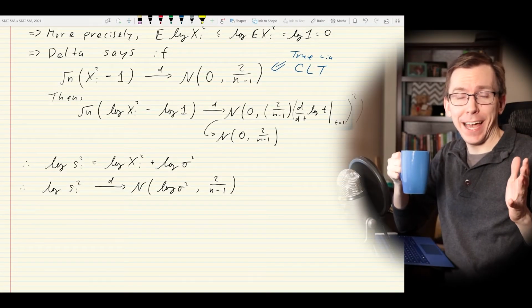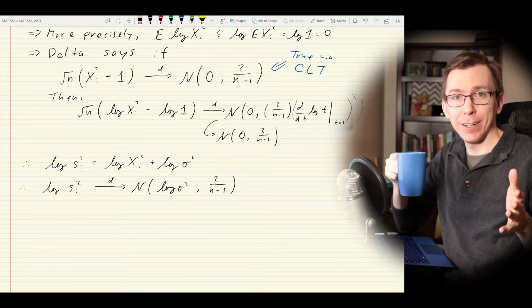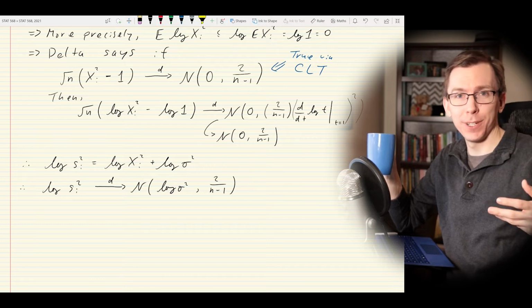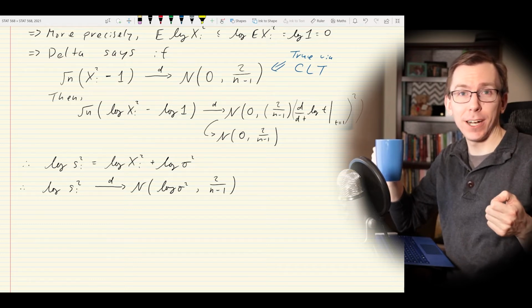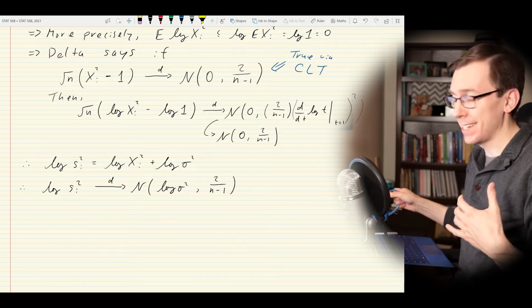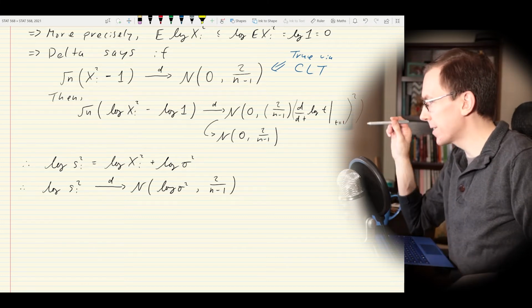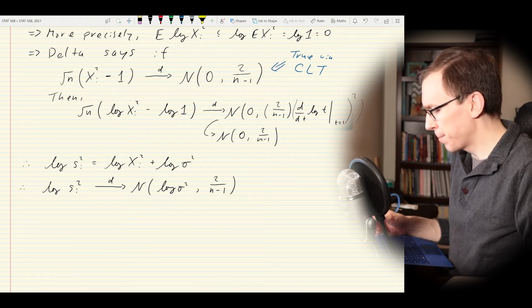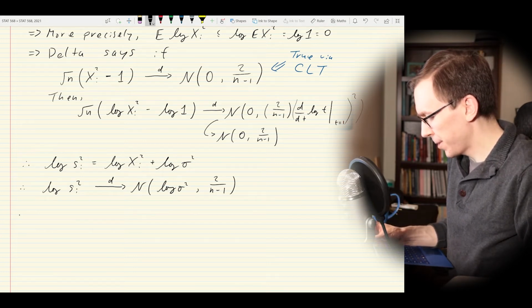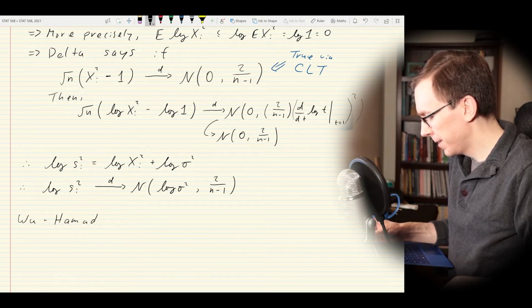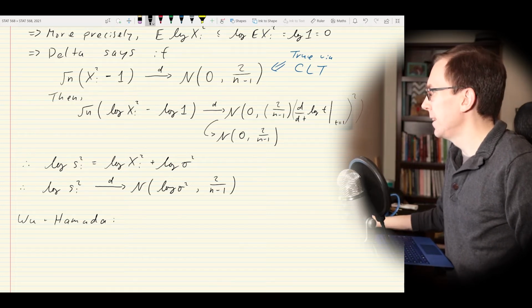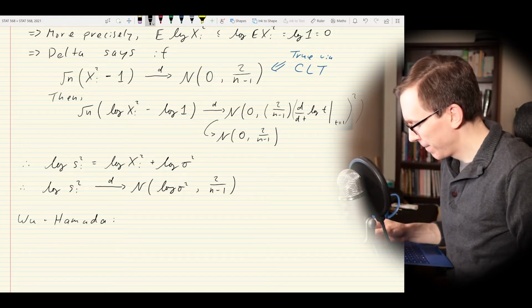All right, so given that we have an asymptotic normal distribution for the log of s_i squared, we can use that to construct a test statistic to be used for a hypothesis test. Now, how do we go about doing that? Well, there are different approaches. There's the approach that I found in Wu and Hamada, the textbook on design of experiments. And what they say is okay, let's define two things.